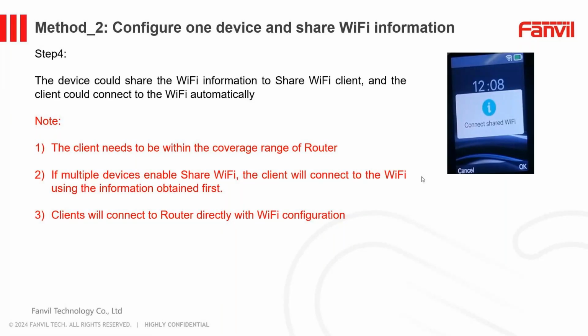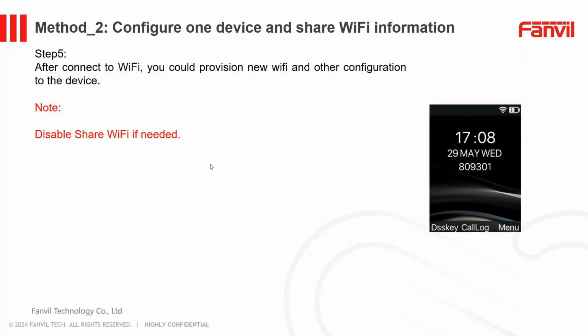Or if multiple devices enable share Wi-Fi, only the first host that is connected to the client will get the information first. So once this information is received, the clients will connect to the router directly with the Wi-Fi configuration that has been shared from the host. So once it is connected, you can provision the new Wi-Fi and other configuration to the device. After that, it is recommended to disable the Wi-Fi sharing information.